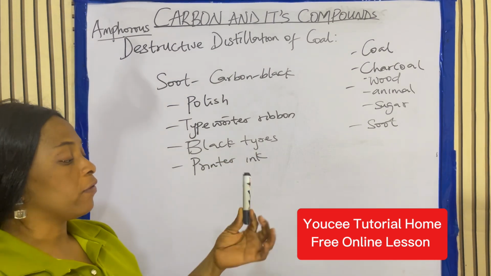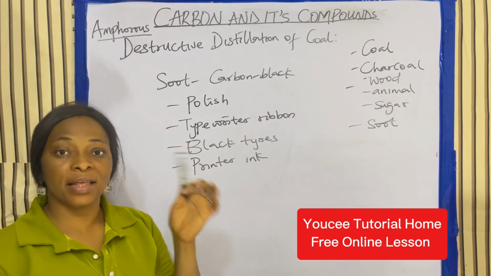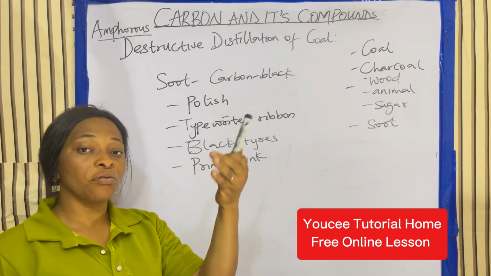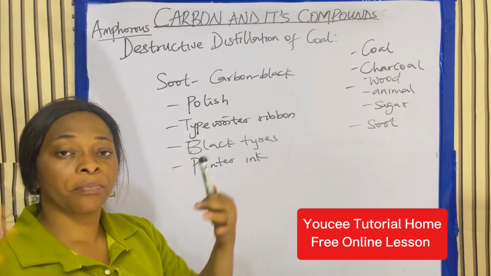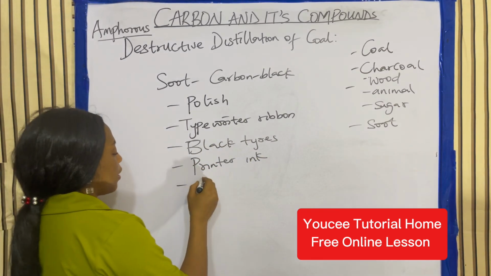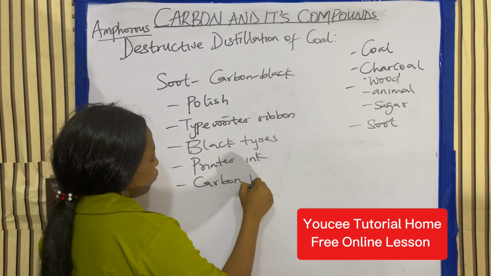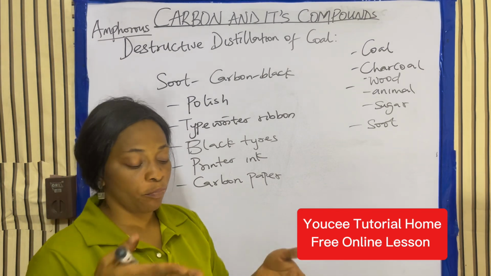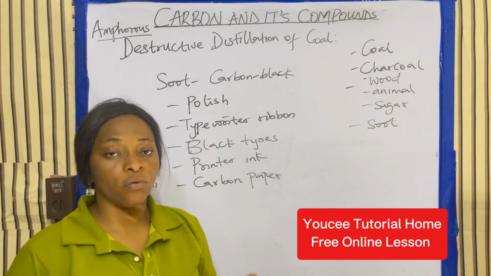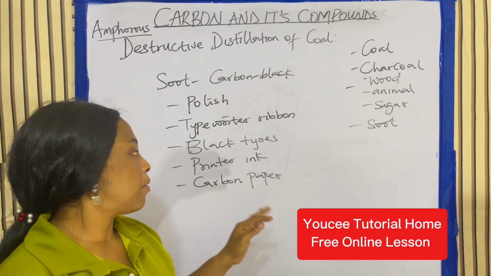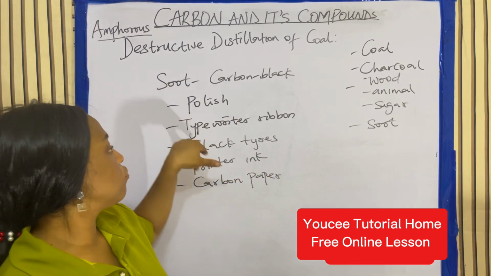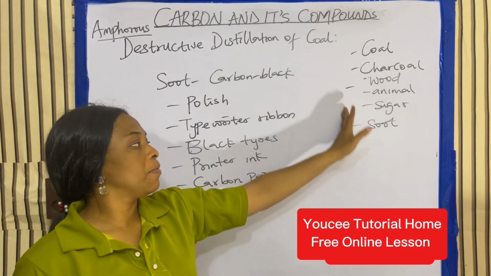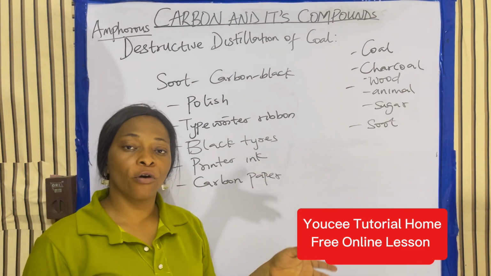Like part of the ink I'm using in this marker is carbon black. Printer's ink, the ink they use in printing things by the press. Then they're also used in making carbon paper, the carbon paper people use while making payments, placed in between their invoice or receipt, as the case may be. These are the uses of carbon black or soot. Remember, all of them here are referred to as what? Amorphous carbon.